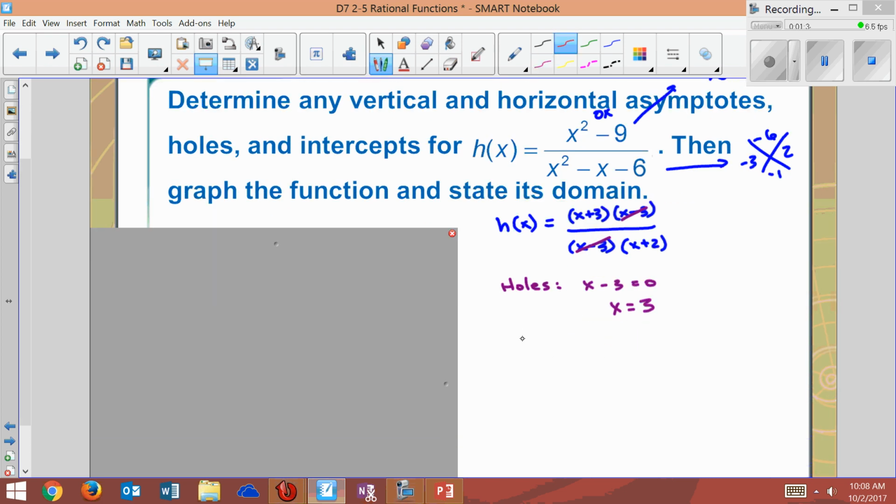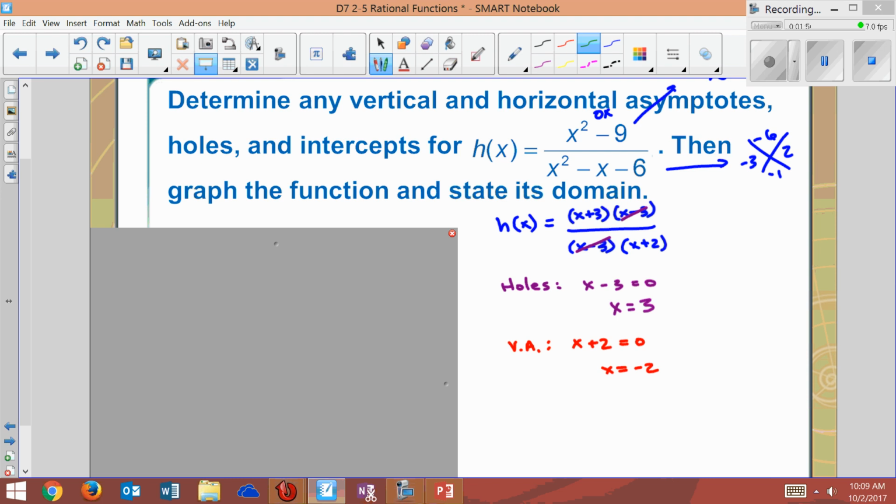Now we go through the normal order we've been doing. So we'll go vertical asymptote, which is an infinite discontinuity. That's where you set the denominator equal to 0. What's remaining of it anyways? So when x plus 2 equals 0, we have one at x equals -2.